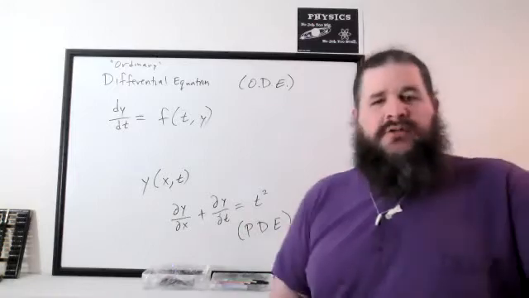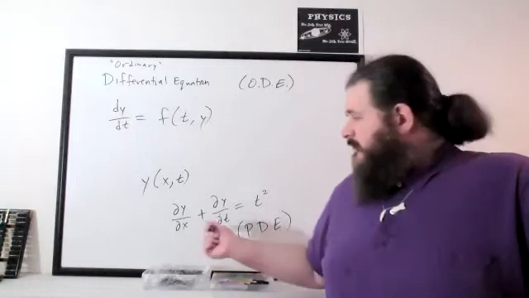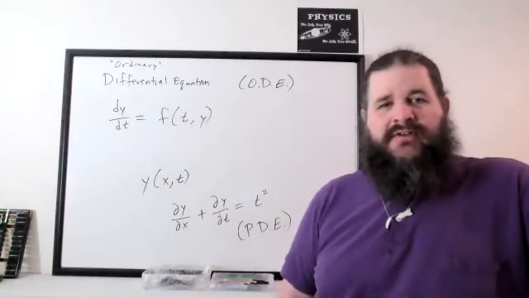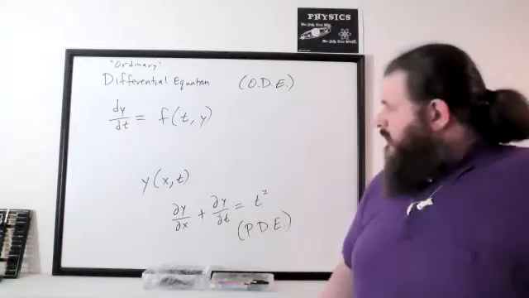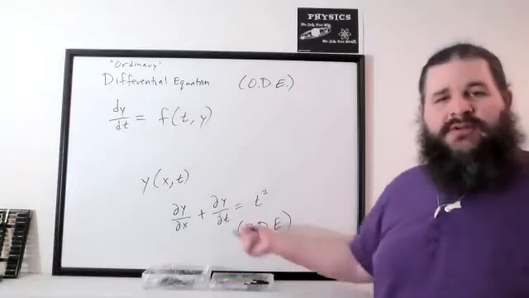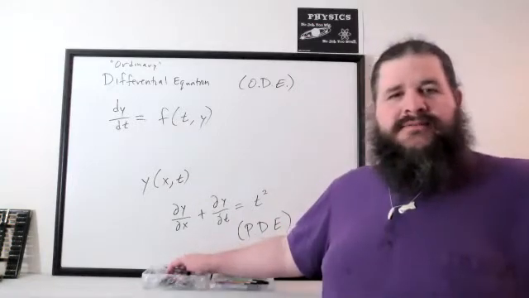In 22B, we're generally going to focus exclusively on ordinary differential equations. Partial differential equations require some very different techniques. Similar in some ways, but very different in other ways. But that's ordinary differential equation, which has ordinary derivatives, versus partial differential equation, which has partial derivatives. Any questions on those terms so far?